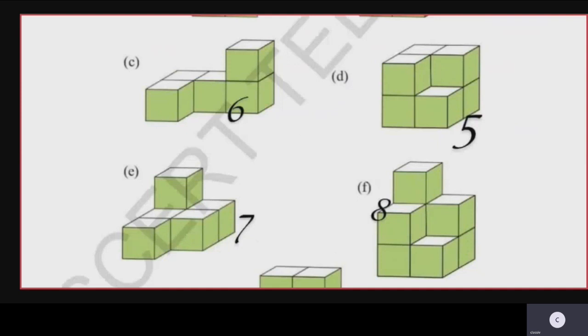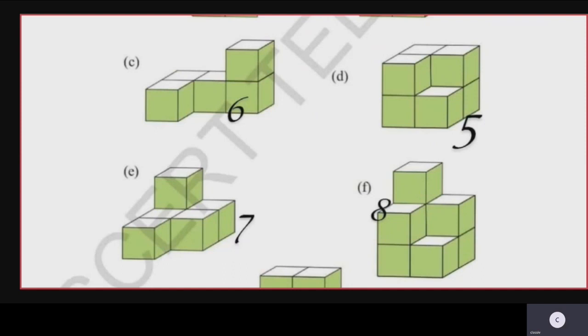Again here also the same, children. The C and D answers have been reversed. So the C answer is 5 and the D answer is 6. Okay children, don't get yourself confused. It is just a printing mistake by me. Just reverse the answers.